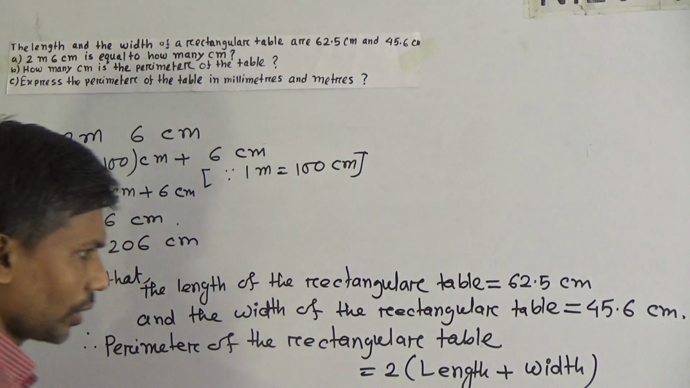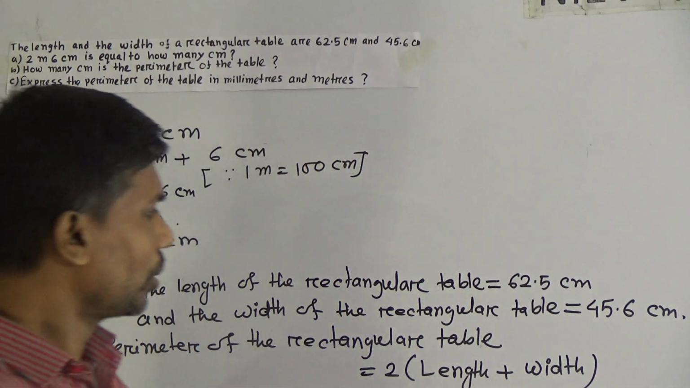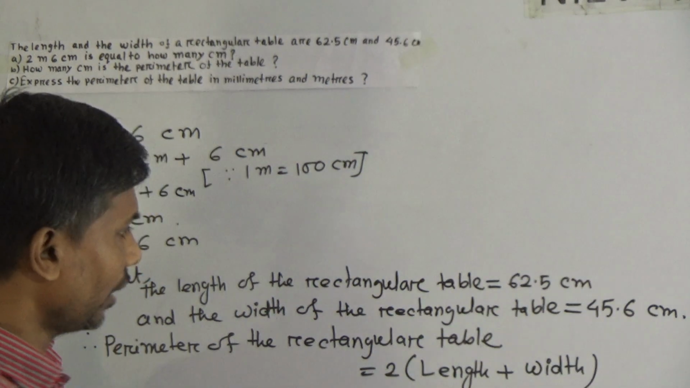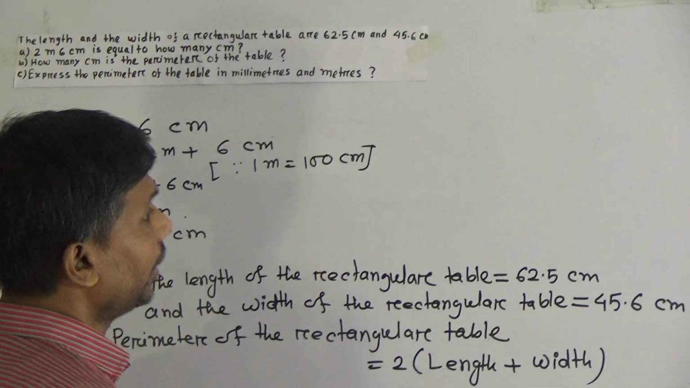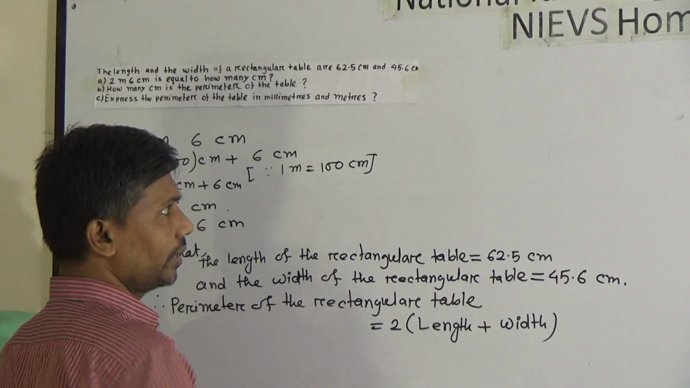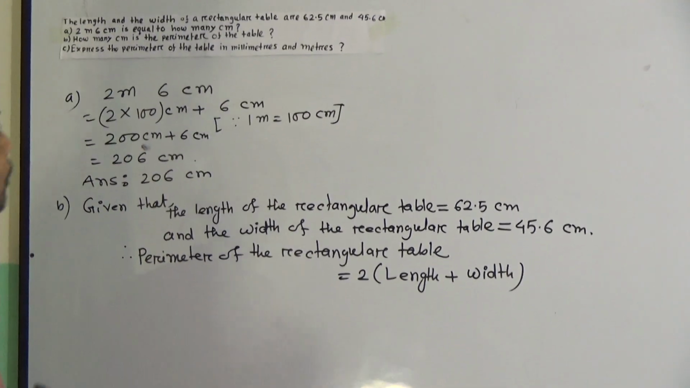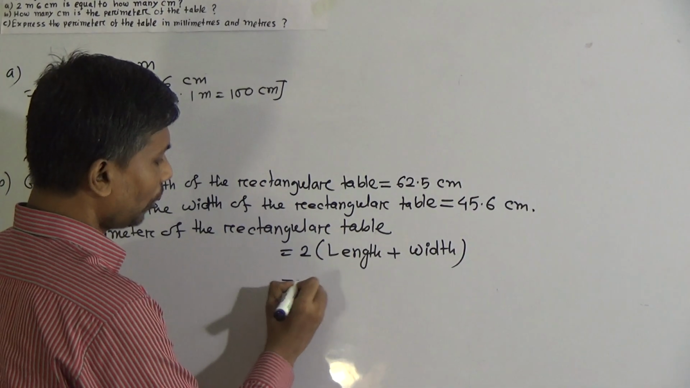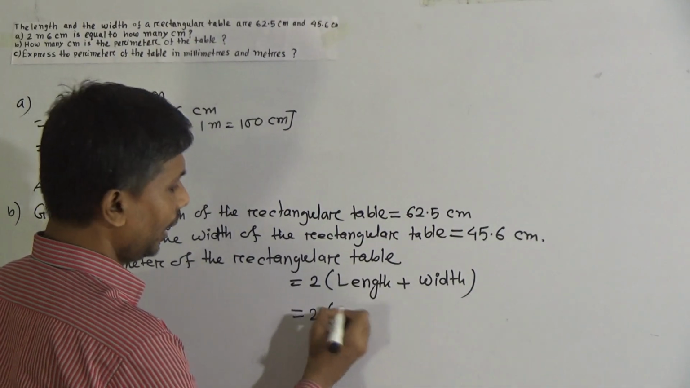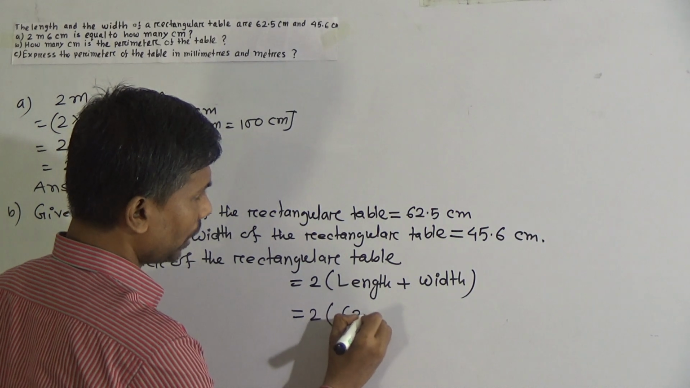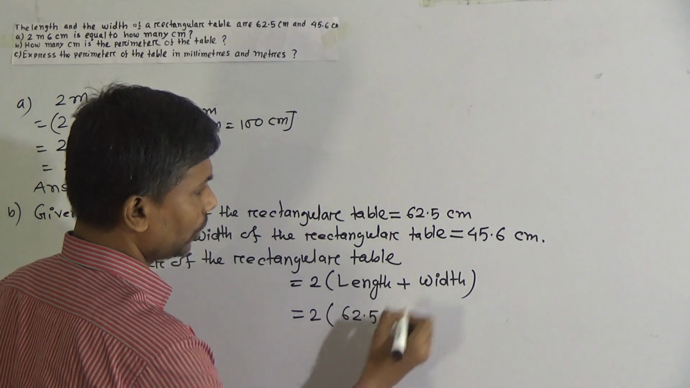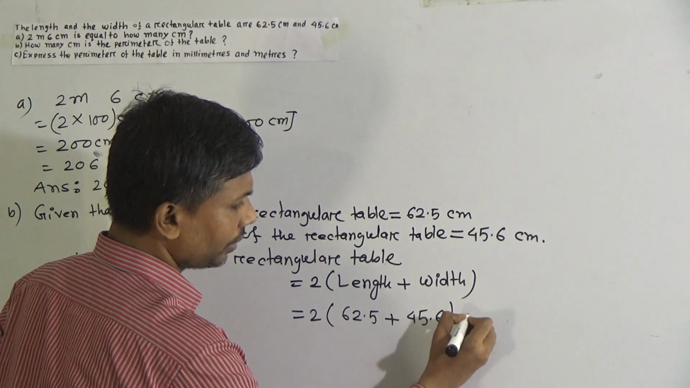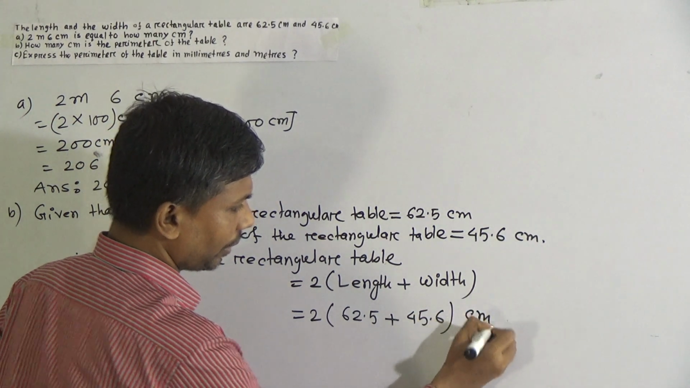Okay, student, width and breadth, they are the same meaning. Okay, remember, as there is written in the question width, so I have written width. If there is written breadth, then you write breadth. Okay, now put 2 into length. Length equal to 62.5 and width 45.6, and unit, write here centimeter.